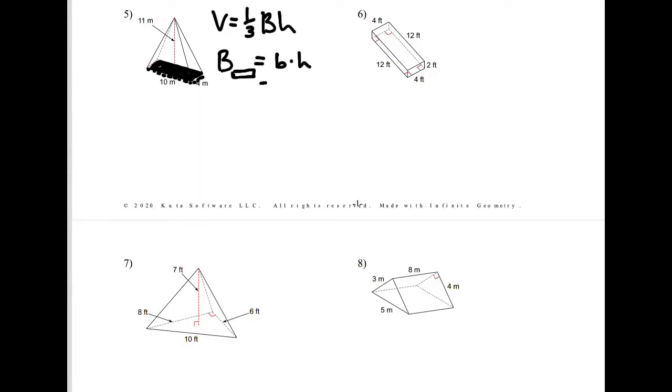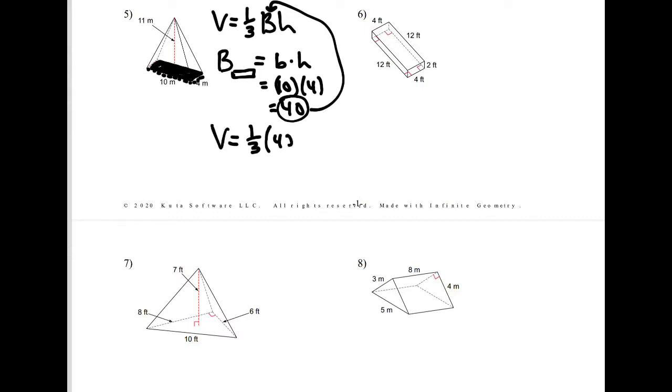So remember, the numbers have to come off of that big B, which is 10 times 4 has to come off of that rectangle. So that equals 40. So now I know that my big B is 40. So now I'm going to put 40 in for big B. So now the volume formula becomes 1/3 my big B, which is 40, times the height of my pyramid, which notice is 11. So that is my height.